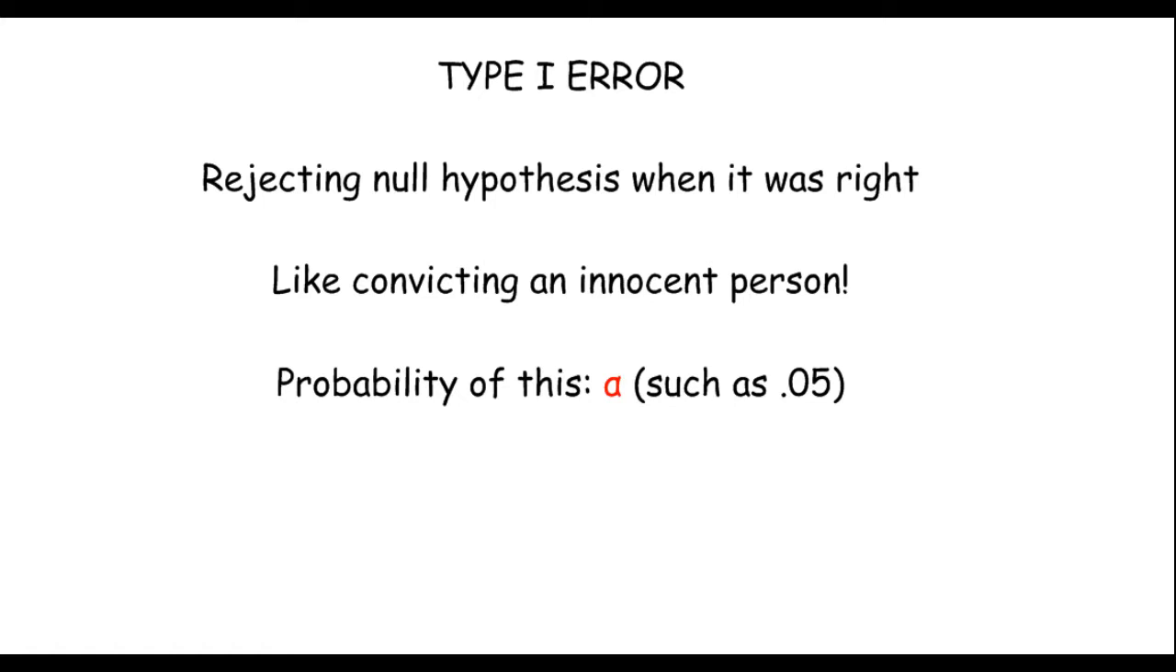In court, since the null hypothesis is that everyone is innocent, it would be rejecting innocence, calling someone guilty when in fact they really were innocent. So it would be convicting an innocent person. That's a type 1 error.